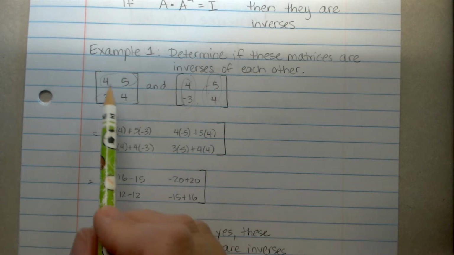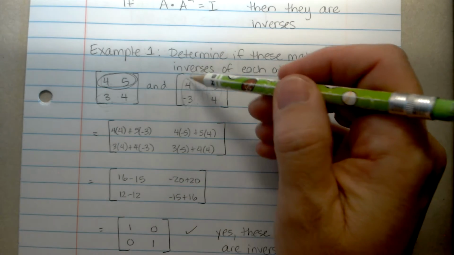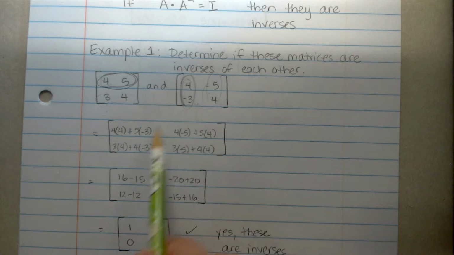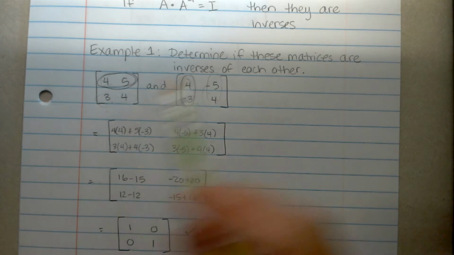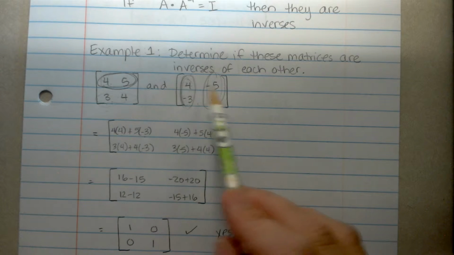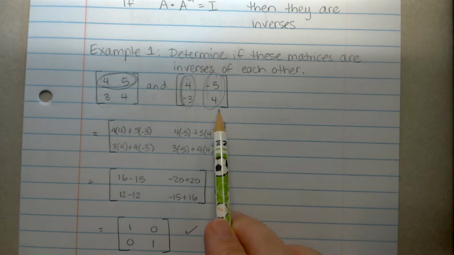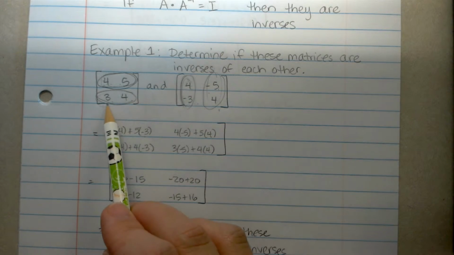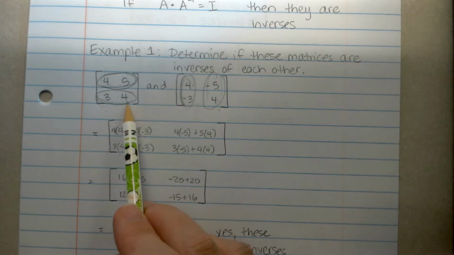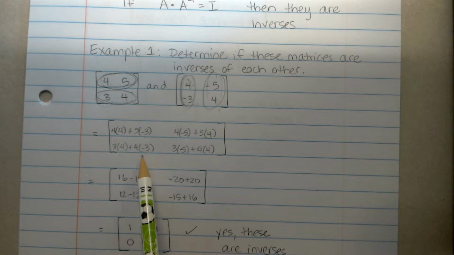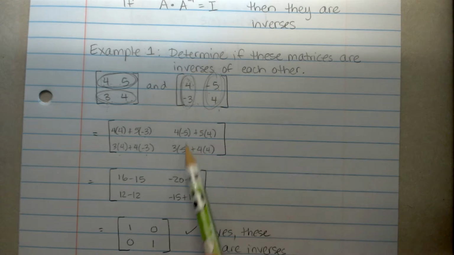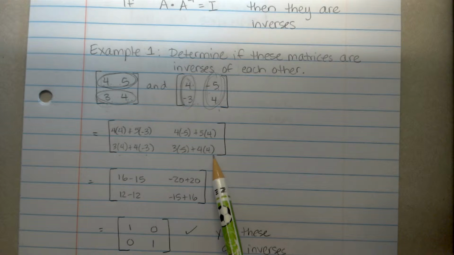When you multiply matrices, you take the row of the first one and multiply it by the column. So 4 times 4, and then add it to 5 times negative 3. You take the same row and multiply it by the second column: 4 times negative 5 plus 5 times 4. Now you're going to take this row and multiply it by the first column. So 3 times 4 plus 4 times negative 3, and that's in this position. And then you take this row and multiply it by the last column, 3 times negative 5 and 4 times 4. Now you simply do the addition and subtraction and simplify.